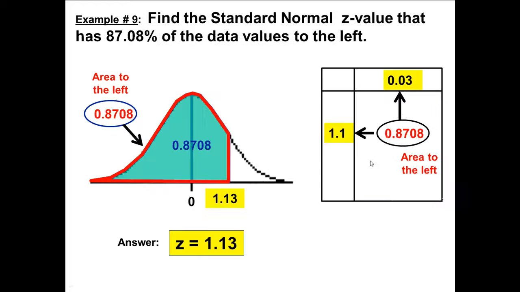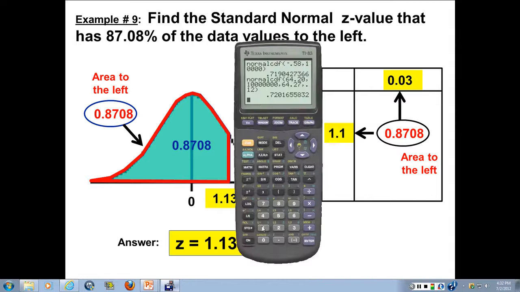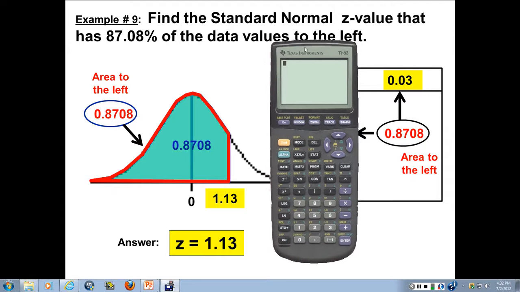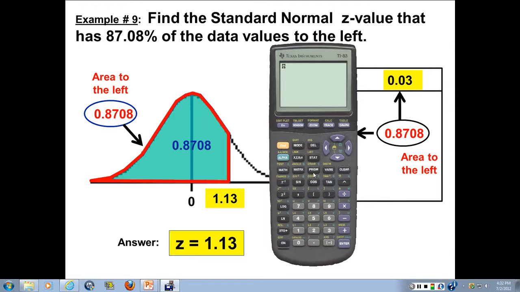Now, sometimes you're not able to do it this way. What you have to do is get the closest thing to it. Now, the other way of doing it is through the calculator. We can go ahead and clear this out. We can go second, vars. Okay, we can go all the way down to inverse norm and type in 0.8708 and then type enter. And you get your same answer, 1.13.